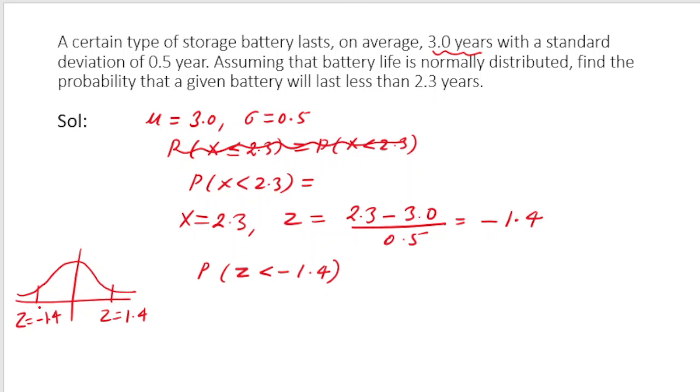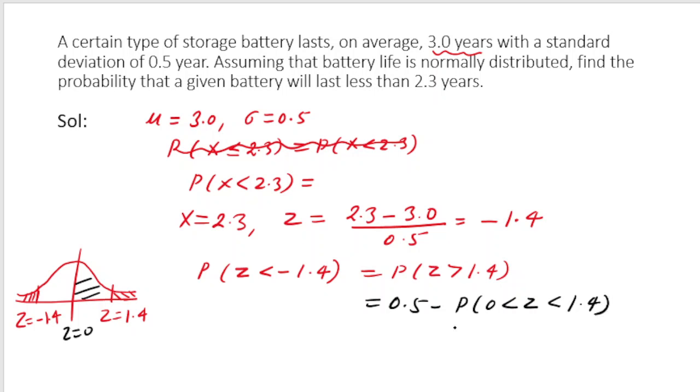We have to calculate the area to the left of minus 1.4, meaning this area. From the symmetry we know that the area to the left of minus 1.4 is equal to the area to the right of 1.4. So I can write this is equal to probability for z greater than 1.4. To calculate this area, I will take the total area to the right of z equal to 0, that is 0.5. So I will write this is equal to 0.5 minus probability for 0 less than z less than 1.4. And for this we have to look into the table.